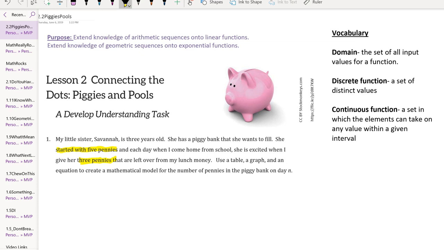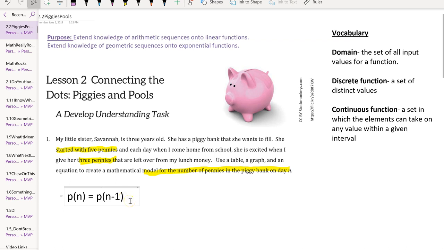So from that, we can write a recursive rule, and notice that they're asking us to model the number of pennies in the piggy bank on day n. So as we're used to, we're going to use n. I'm going to use p of n though, and p in this case is representing the pennies, just to emphasize that we're really comparing two things. We're comparing the number of days with the number of pennies.